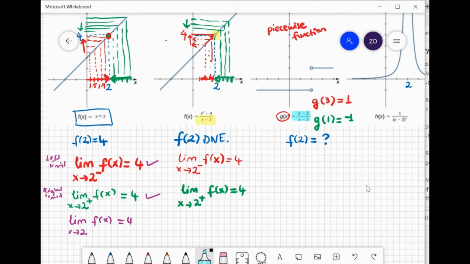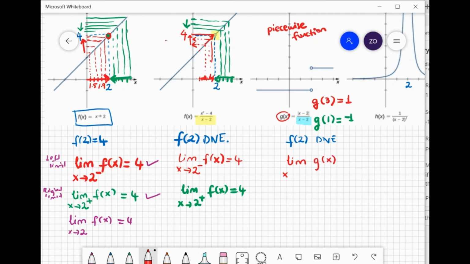If x equals 2, wouldn't it be 0, and that's not defined? That's right. That's correct. So for this function, because we have x minus 2 in the denominator, when you plug in 2, you would get a 0 in the denominator. That's why we should say that f of 2 does not exist. Okay? So for this case, f of 2 does not exist. However, can we talk about the limit? Okay, the limit of this function. I will just keep it as g of x.